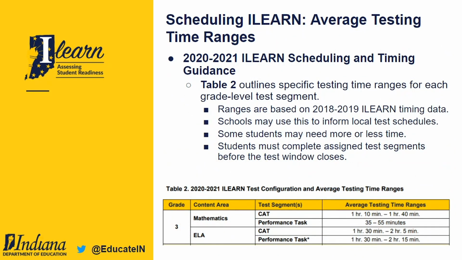Table 2 of this year's scheduling and timing guidance reflects testing time ranges schools may use when developing local testing schedules. While based on year 1 data, students may need more or less time, and that's okay, as long as students complete all assigned tests before the end of the established test window.